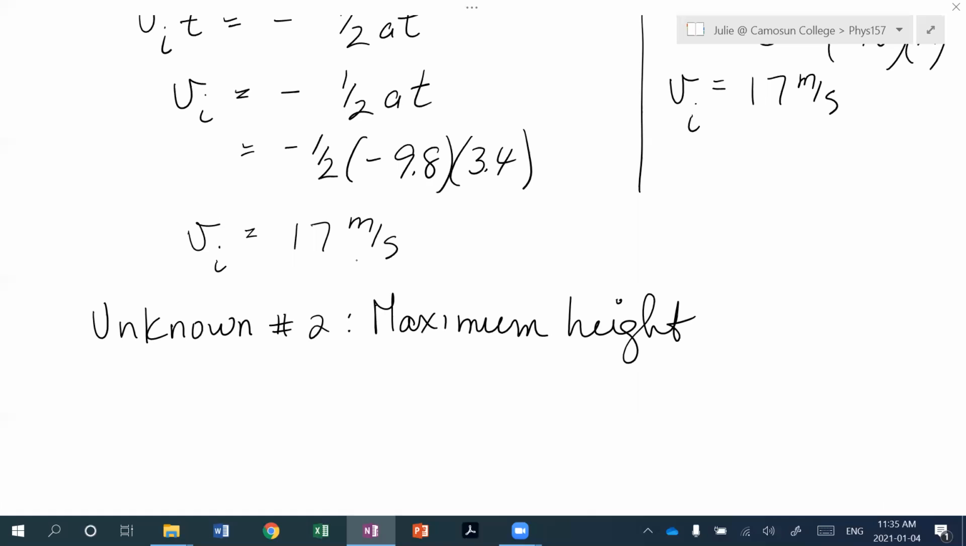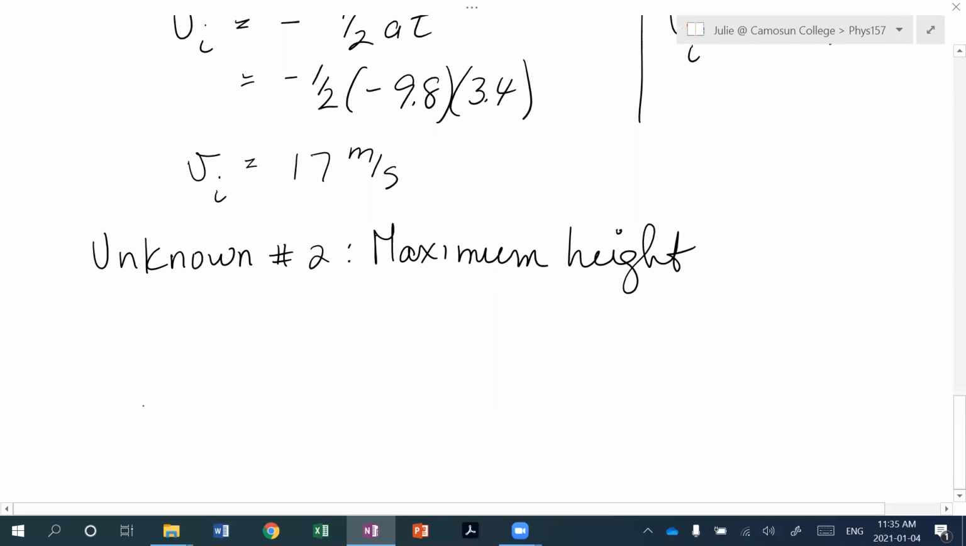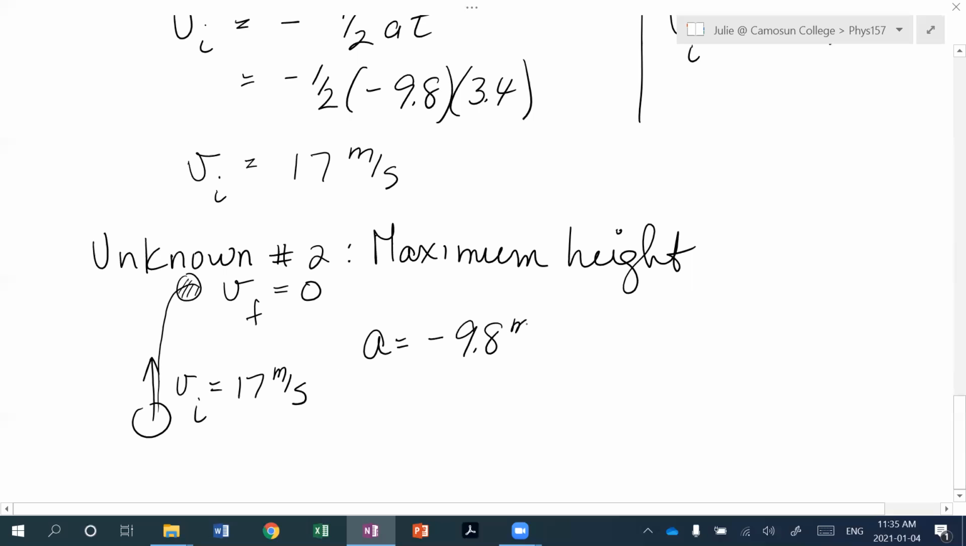Okay, so what do we know here? So this trip up, we know VF is 0. Now, if we're going to do maximum height, we have to pick this point at the top, the maximum height where VF is 0. But now we know VI, and we know that that's 17 meters per second. And of course, we always know that acceleration is negative 9.8. There's our 3. The unknown here is maximum height. This would be delta Y.